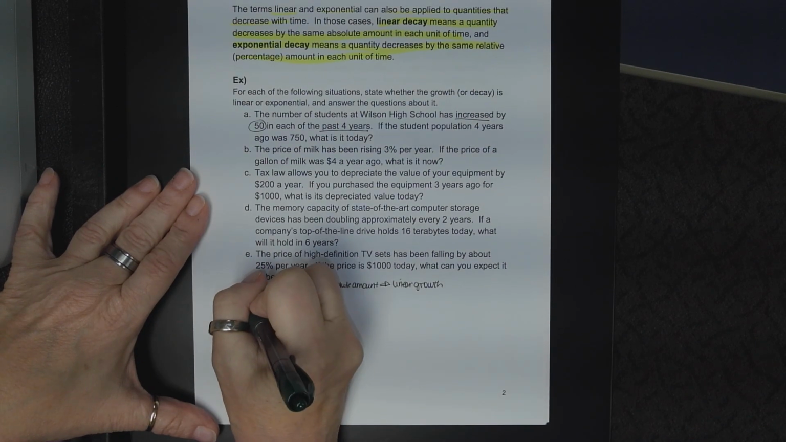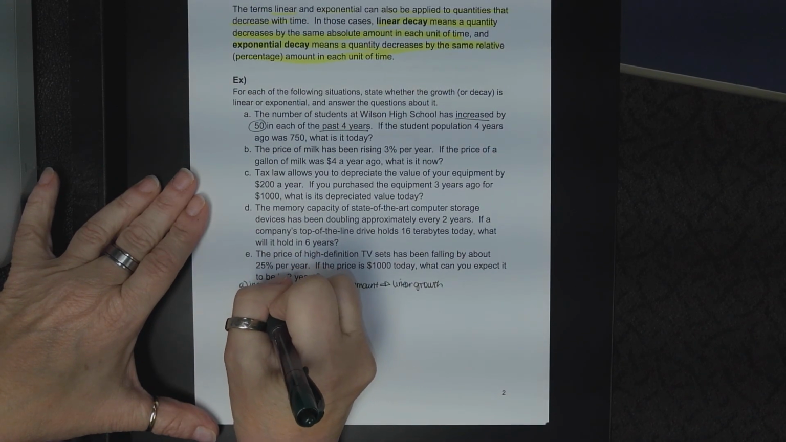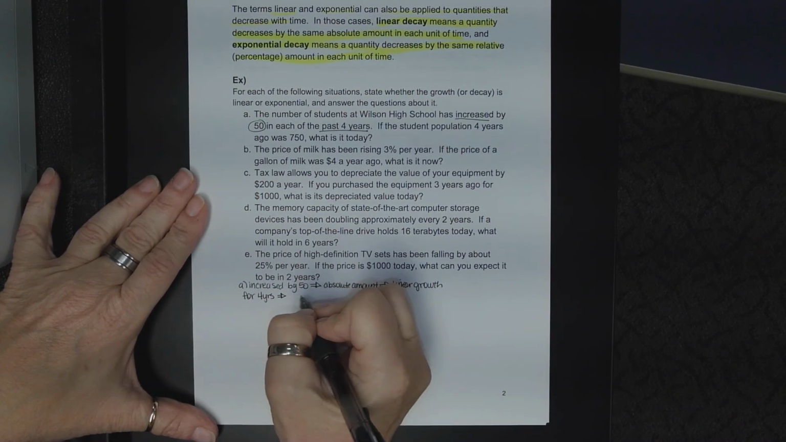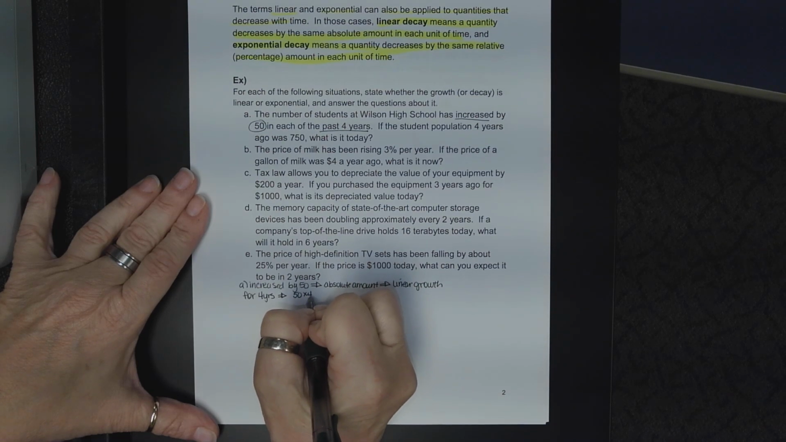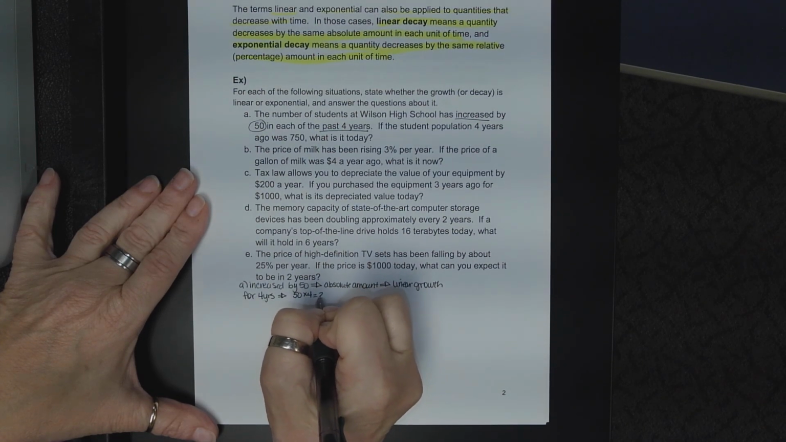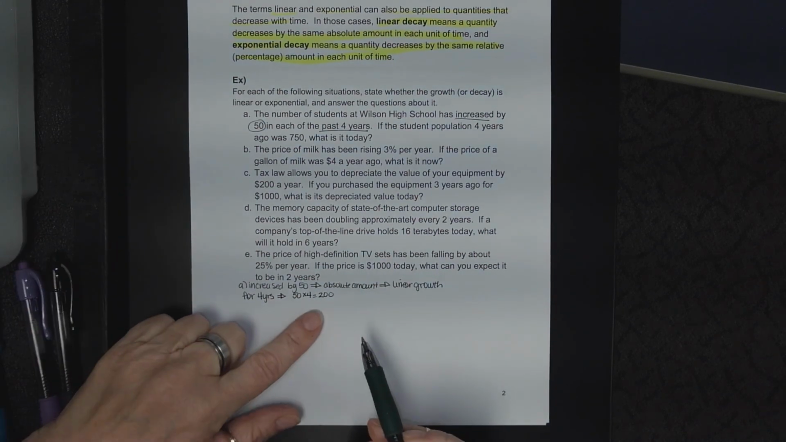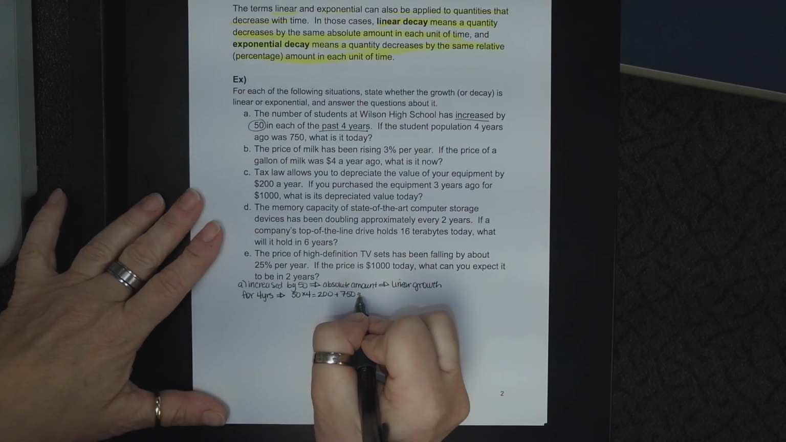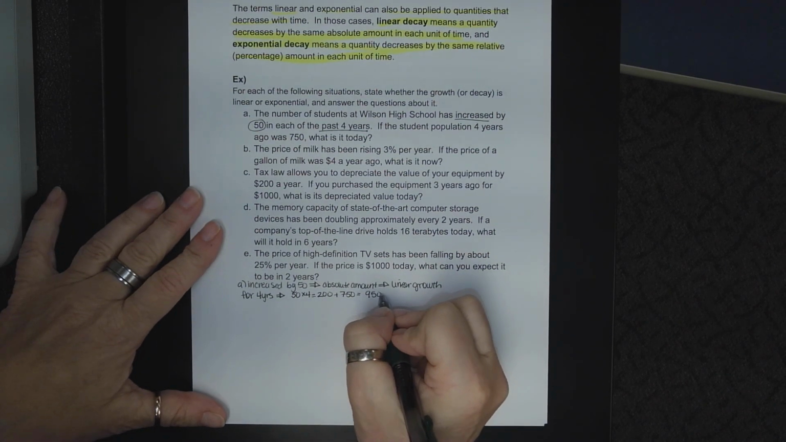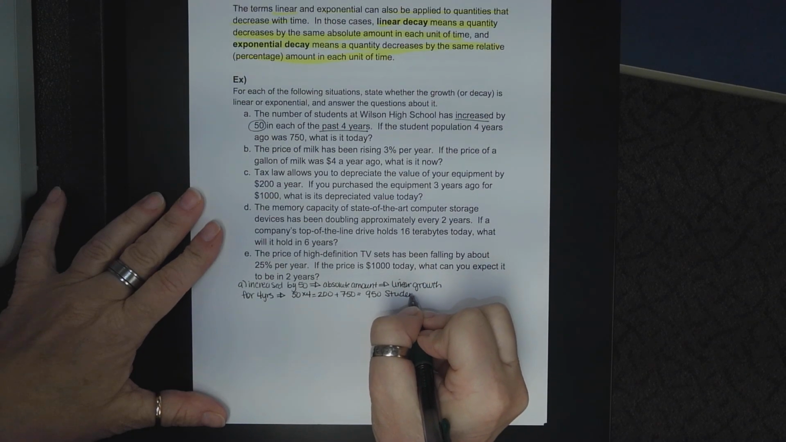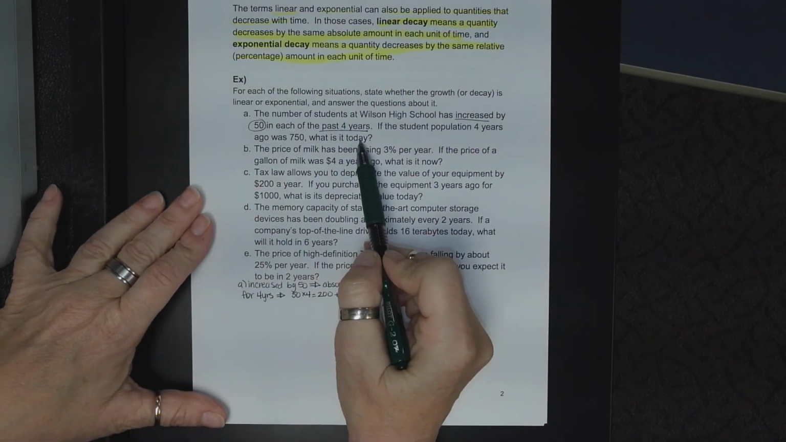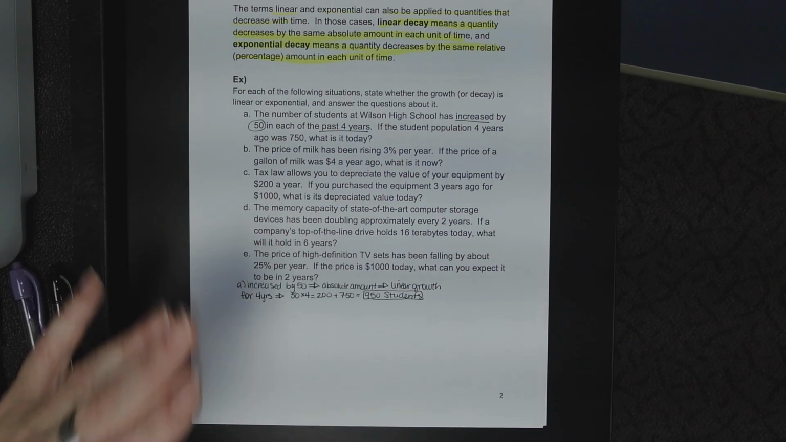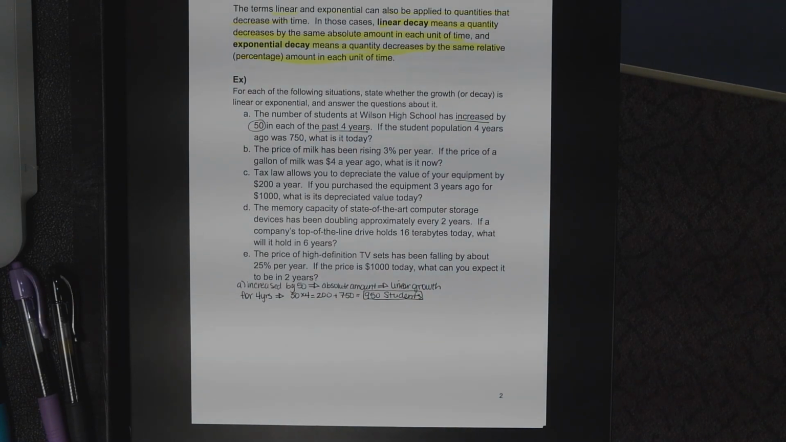So for 4 years, it grew by 50. So let's do this. 50 times 4 equals 200. If we add that 200 to the 750, it's 950 students. So that would be our population today. Okay? So that would be the answer for A.